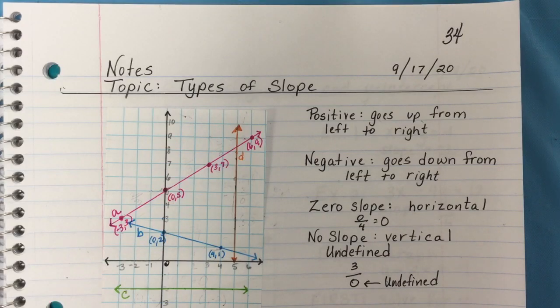Hello, algebra students. I'm going to be giving you some notes today on page 34 in your notebook. The last video explained what slope was and how to calculate it. This video is going to talk about the 4 different types of slope and why they're called that.